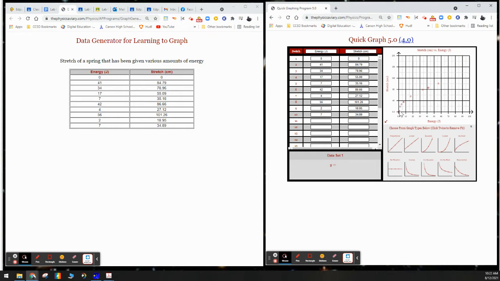So this graph appears to be nonlinear, and I think it's going to be square root. See how it kind of fits here? And here's the relationship here. So what we would do here is I would go ahead and screenshot this.